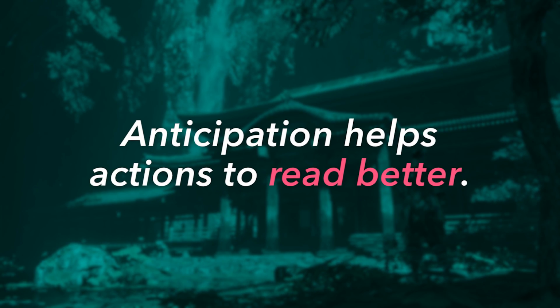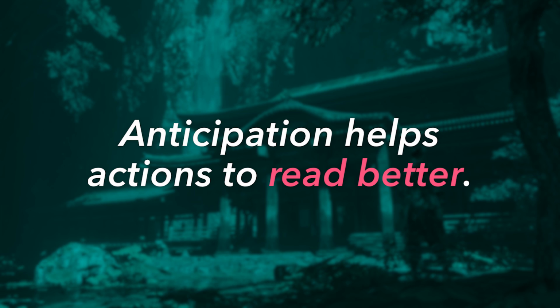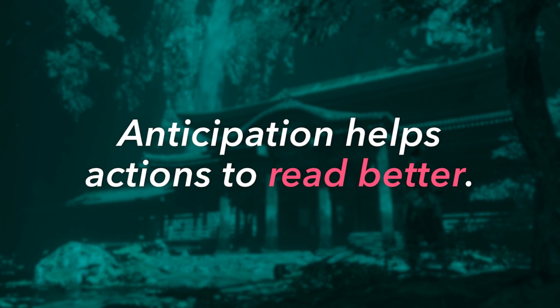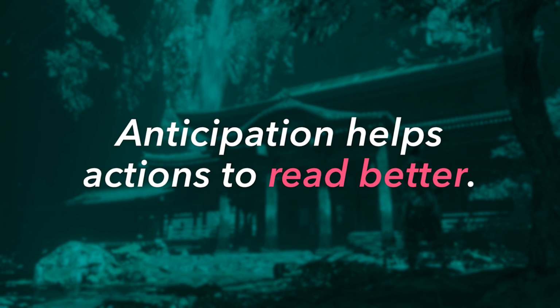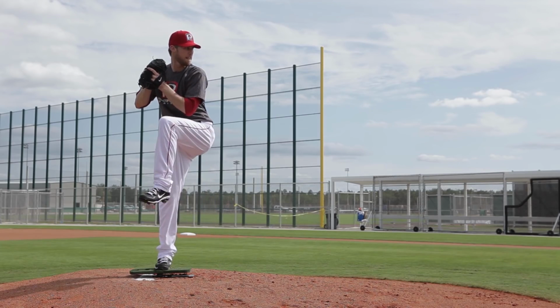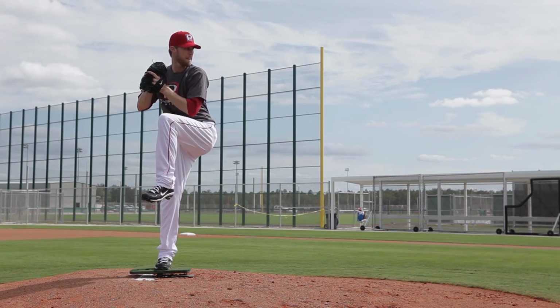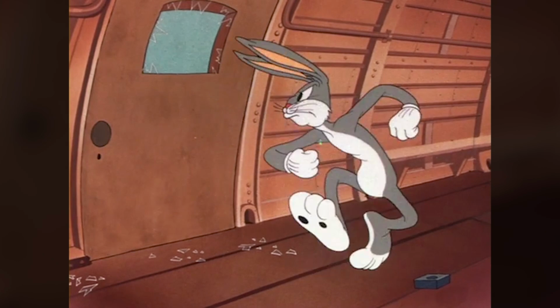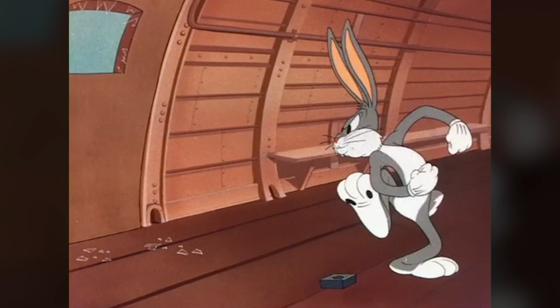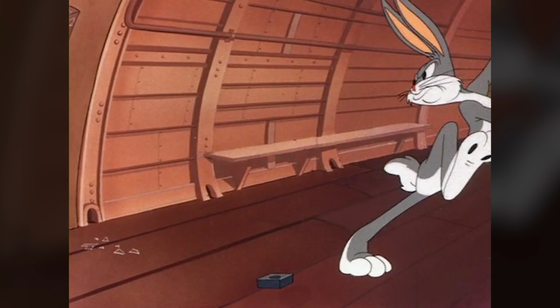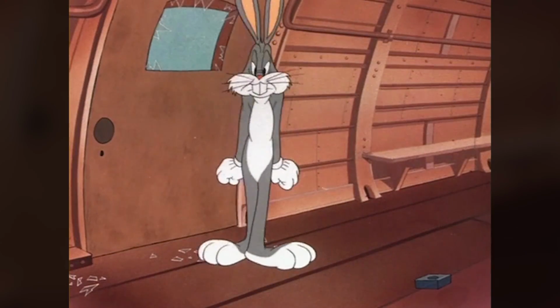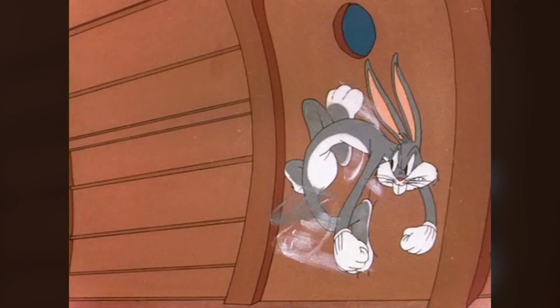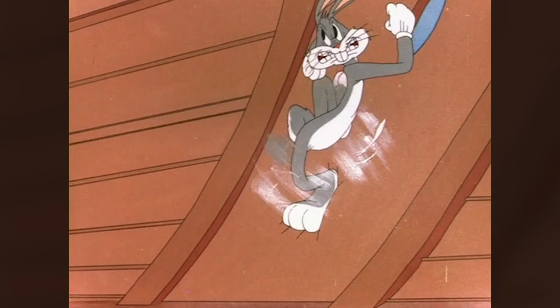But anticipation also serves another crucial purpose. It helps an action to read better. Anticipation helps to guide the audience's eye and prepare us for what's about to happen. When we see that pitcher wind up, we can already tell what they're about to do. When we see a Looney Tunes character take a few steps back and coil up with their foot raised, we can already predict that they're about to sprint off screen at top speed. With a good anticipation, you should be able to cut to black right before the action happens and still know exactly what that character was about to do.